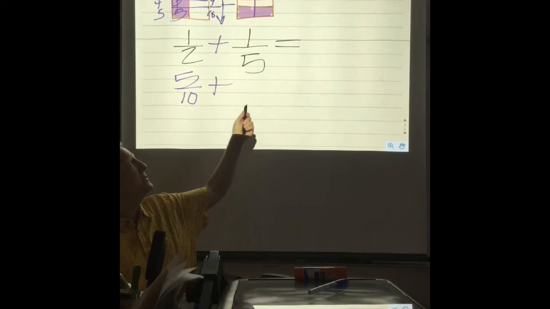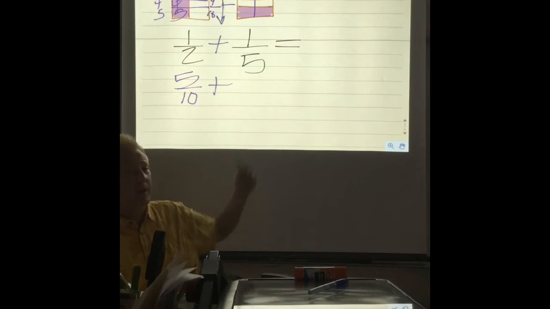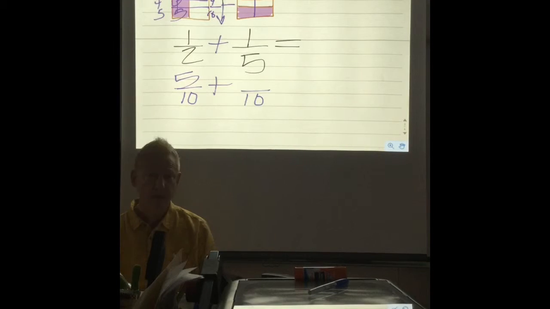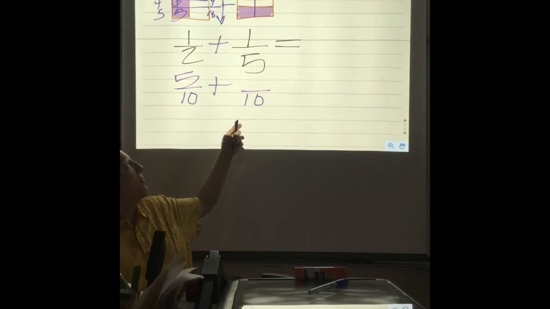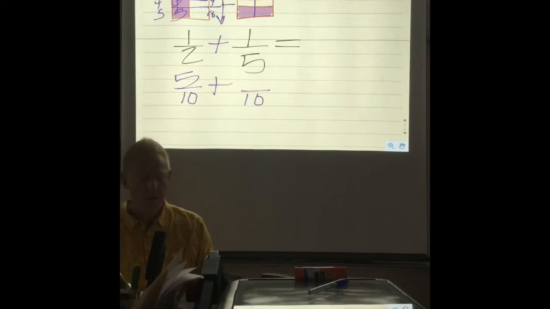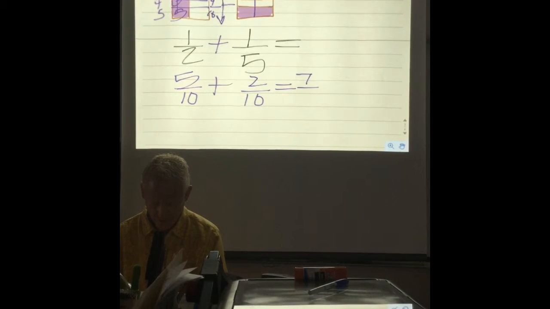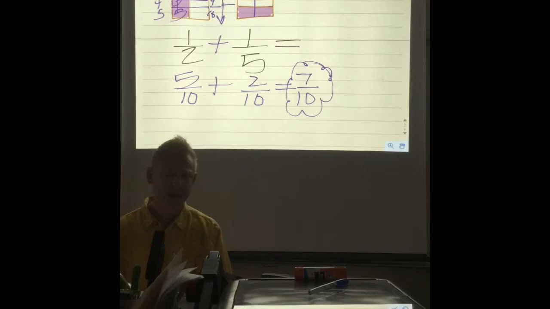So let's count our other box. How many squares do you think we have in this box now? How many pieces? 10. Our bottom number is 10. That is correct. So now we have how many of them? 2. We have 2. So we're going to add them together. 5/10 plus 2/10 is 7/10. And this is our answer. See how easy that is?